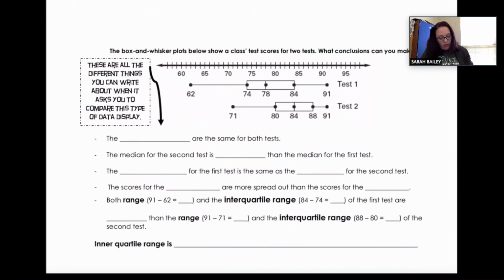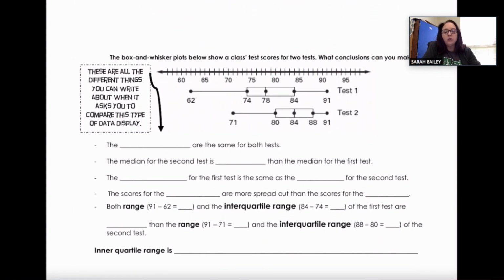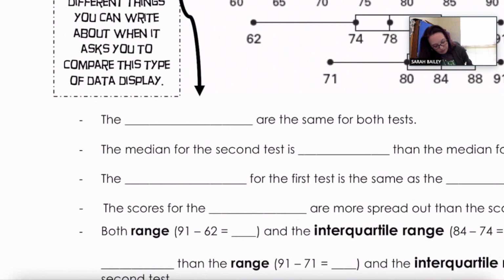All right. And then this bottom section, it says the box and whisker plot shows a class's test scores for 2 tests. What conclusions can we make? And these are all the different things that you can write about when you're comparing 2 box plots. So notice there's test 1 and test 2. It says the blank are the same for both tests. So what is the same for both of them? Well, if you look right here, they both have the same upper extreme. So I'm going to write the upper extremes.